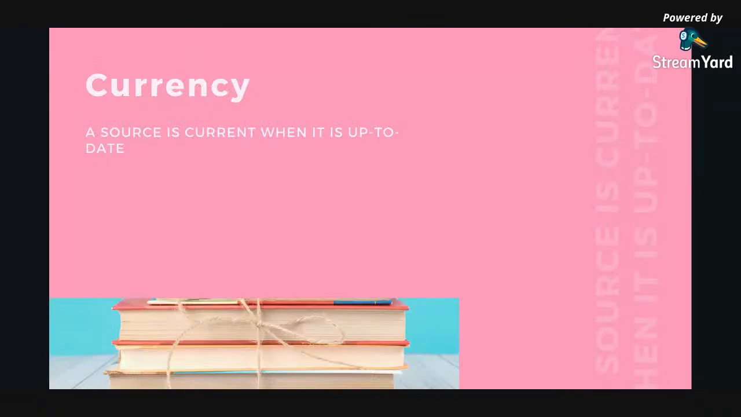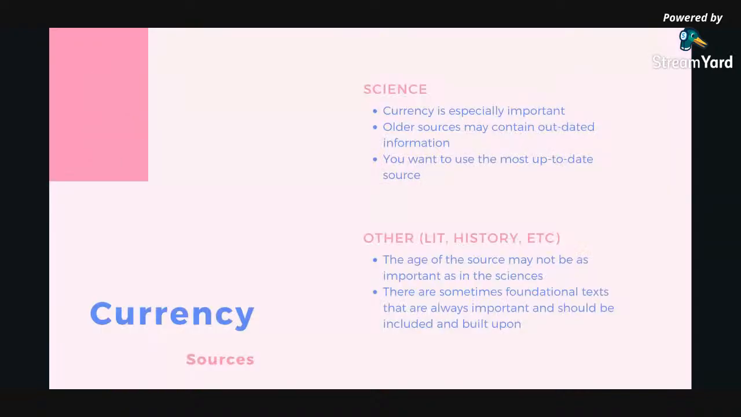All right, currency. This has nothing to do with money. It has to do with time. A source is current when it is up to date. It can differ a little bit depending on the field. In science specifically, how current a source is is uber important. It has to be current, and a good rule of thumb is within the past 10 years. If it's older than 10 years, that's a no. I've heard even some say 7 years, but a rough rule of thumb is 10 years.